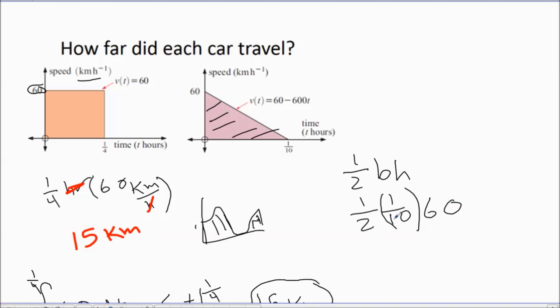Let's do a little bit of mental math. 2 times 10 is 20. So we have a 20 in the denominator and 60 in the numerator. 60 divided by 20 is 3. And what are our units? That's also kilometers.